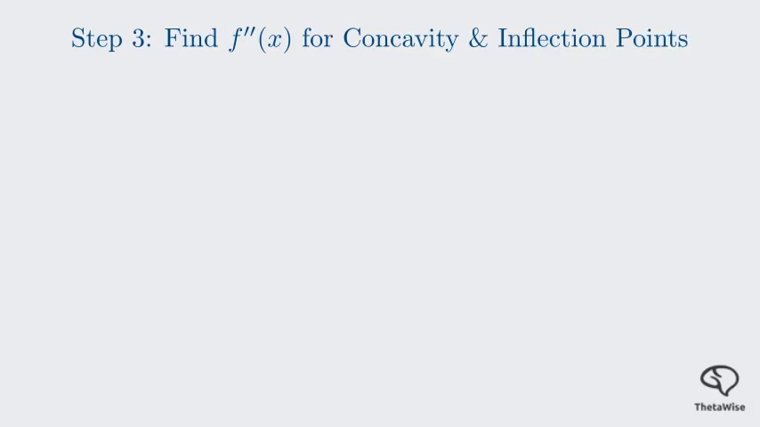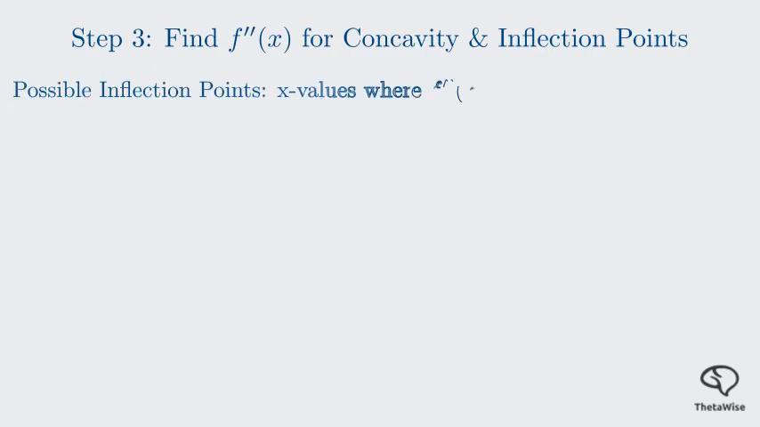First, we need to find the possible inflection points. These are the x values where the second derivative is either 0 or undefined. These are the only places where a function can change its concavity. For a polynomial, the second derivative is always defined, so we just need to find where it's 0.